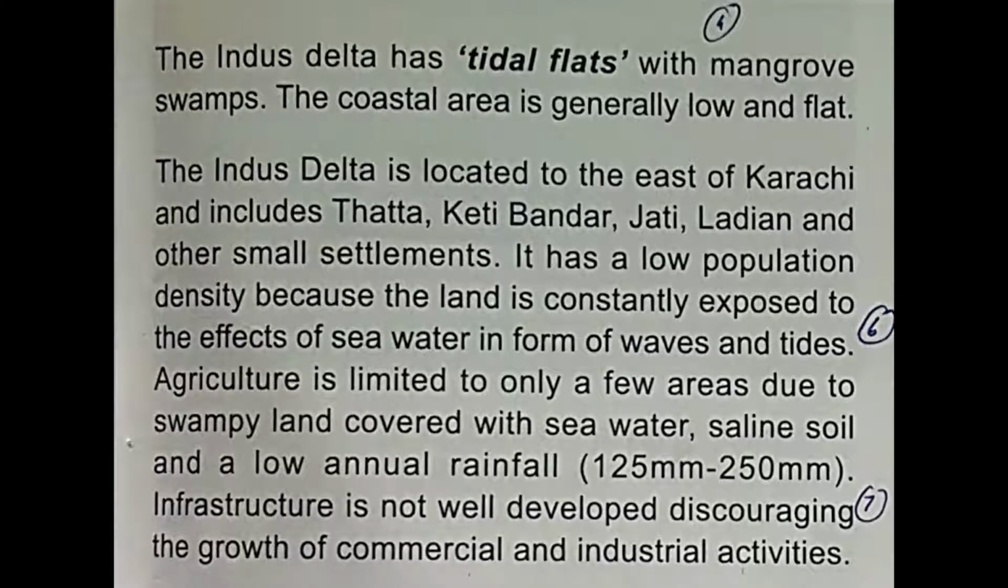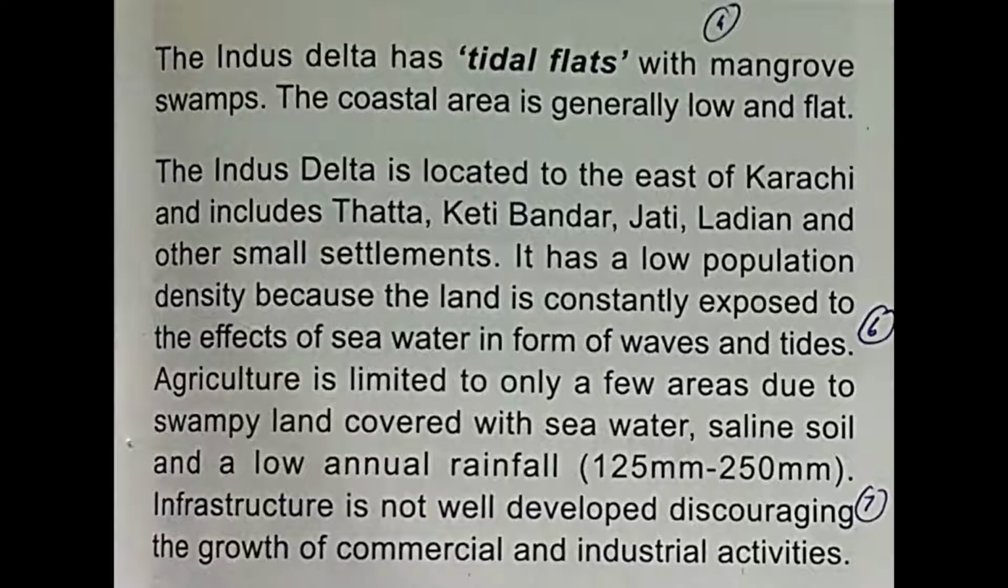So students, what type of land is it? The land is mostly covered in swamps and frequently exposed to seawater. It has mangrove, swamp and tidal flats. The Indus Delta has tidal flats with mangroves and swamps. The coastal area is generally low and flat.